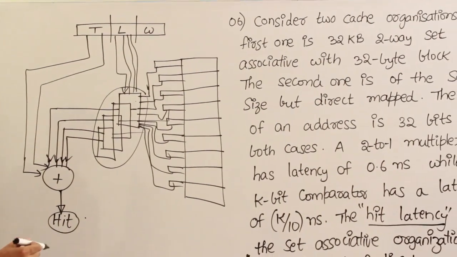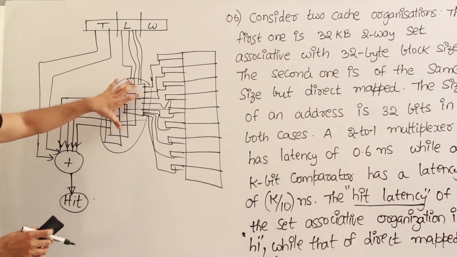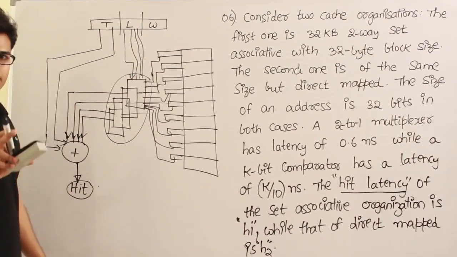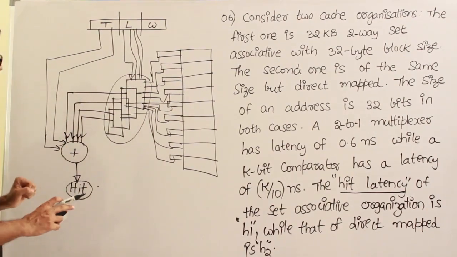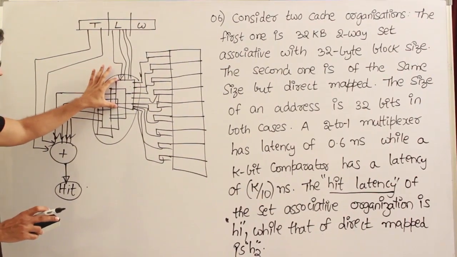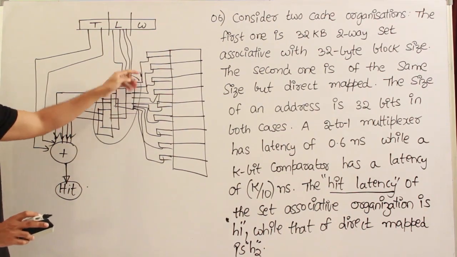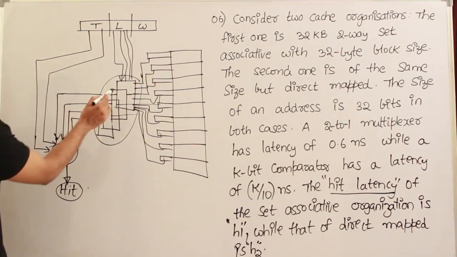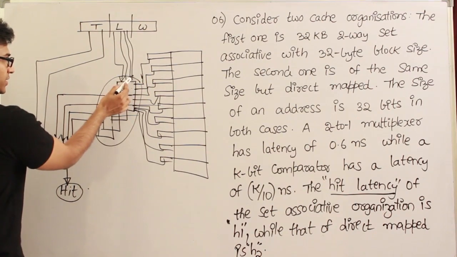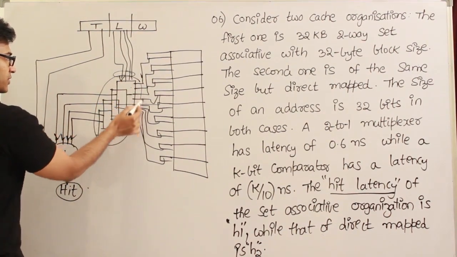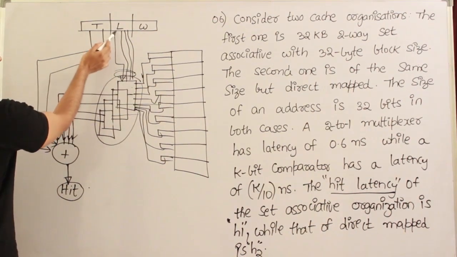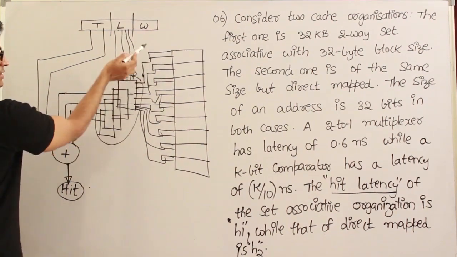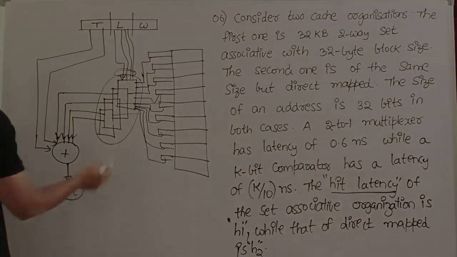Now they are asking how many multiplexers and comparators are required here, and how big they should be. The number of multiplexers required will be equal to the number of bits in the tag. That is one thing. And how big should the multiplexer be? This multiplexer should contain as many input lines as there are lines. There are two things here: select lines and inputs. The select lines should equal the number of bits in the line number, and the number of inputs should be equal to the number of lines in the cache.